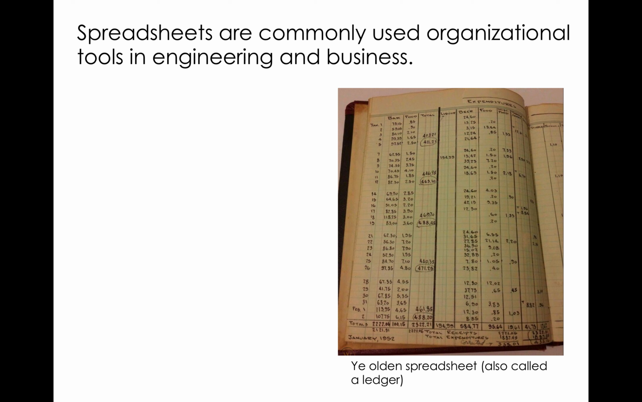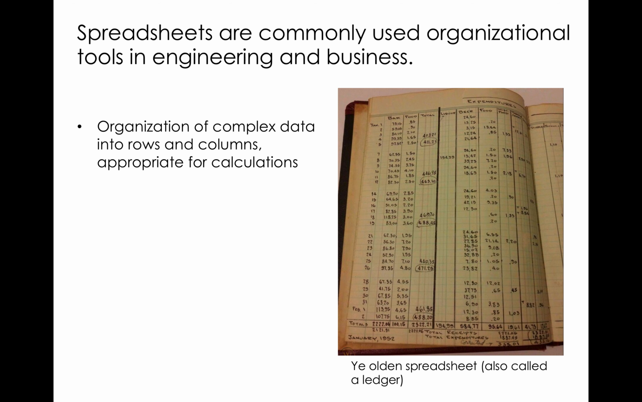A lot of times spreadsheets really originated from the business world, although scientists picked it up and found it to be useful as well. These sheets go on and on and on. It's just a blank book that would look like this, and some of them allow you to flip back and forth. So you would have your row labels over in this area, and you could flip back or fold the pages so that you could see across very long column widths. So a ye olden spreadsheet, also called a ledger, has been around for a long time. It allows for organization of complex data into rows and columns that are appropriate for calculations.